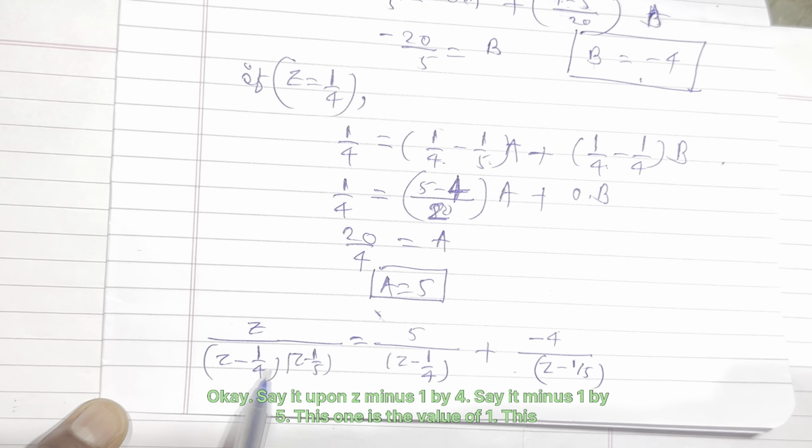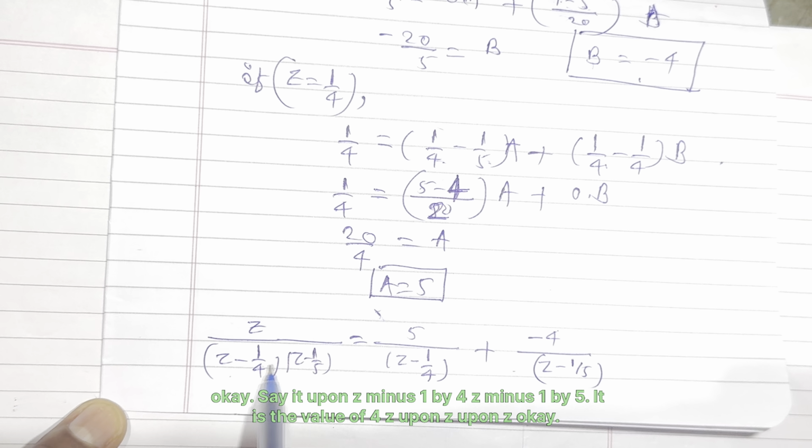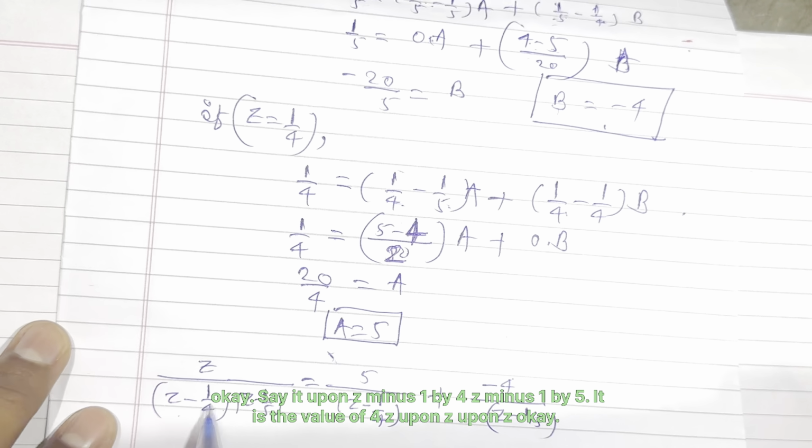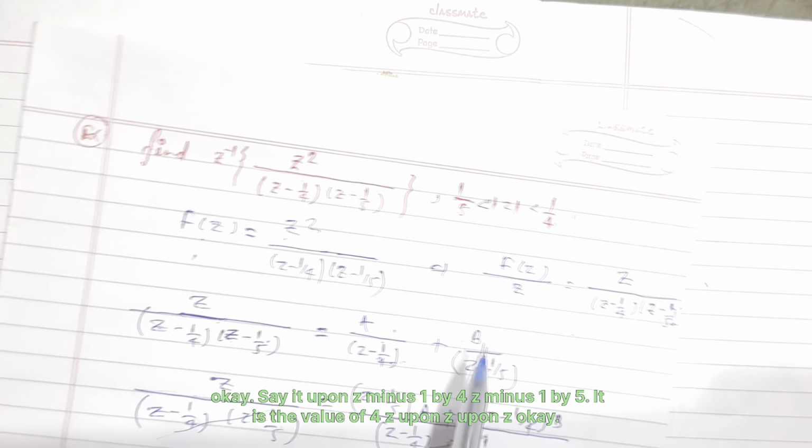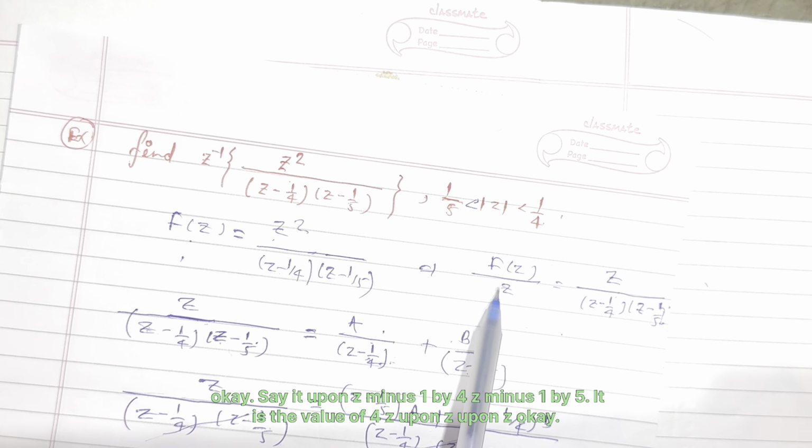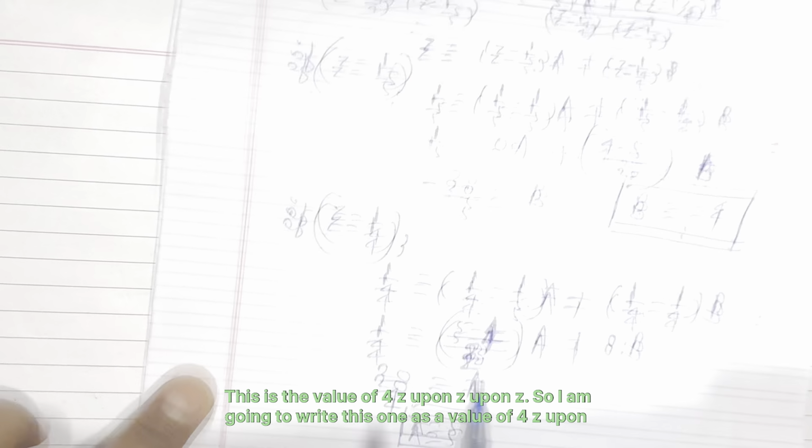This one is the value for this. In actual, z upon z minus 1 by 4, z minus 1 by 5 is the value for f of z upon z.